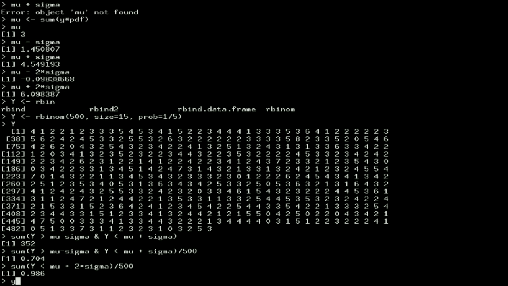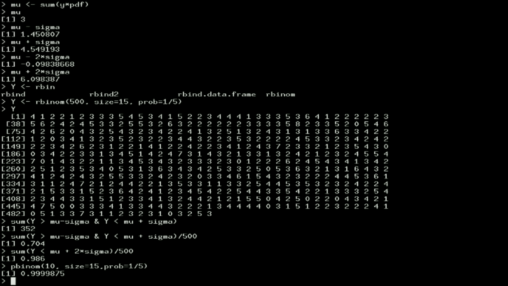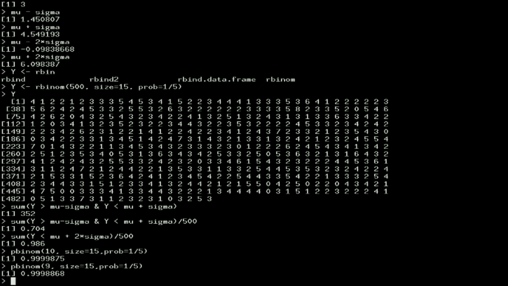Let's see, do a little bit more. If we look at the cumulative distribution function, we haven't talked about the cumulative distribution function yet. So the cumulative distribution: what's the probability the student's going to get 10 or fewer problems correct? Well, 99.9999875. So that's between 9 questions correct. This is our cumulative distribution function.